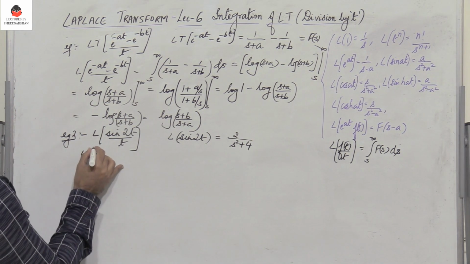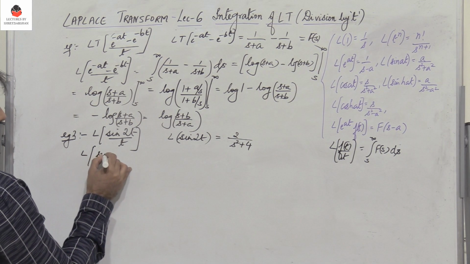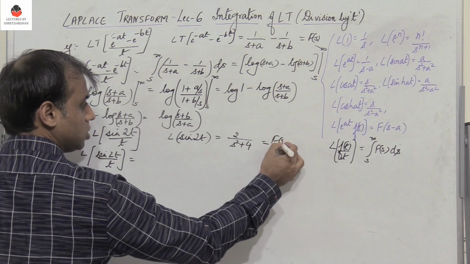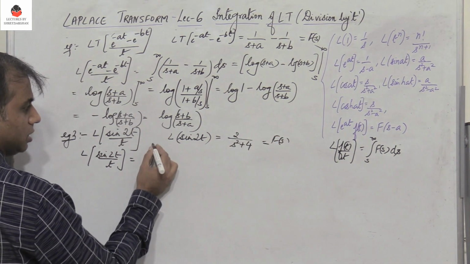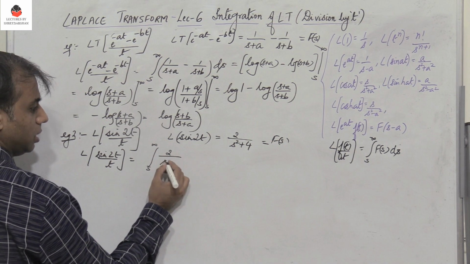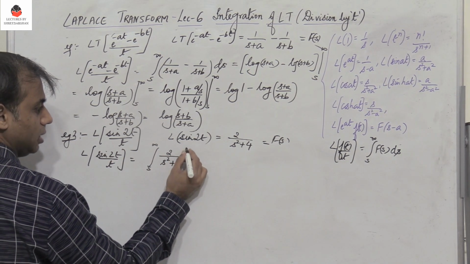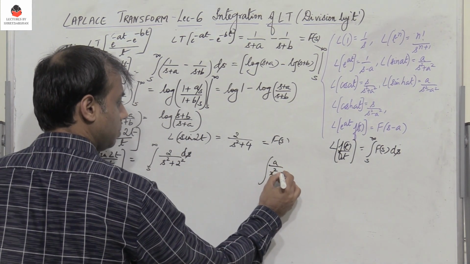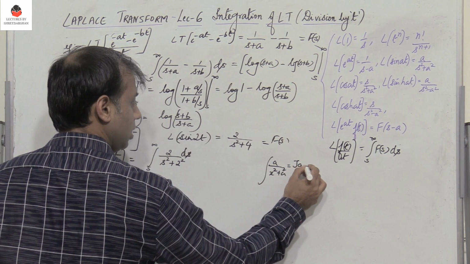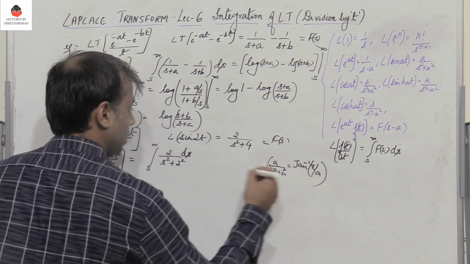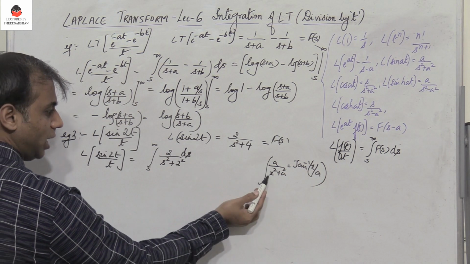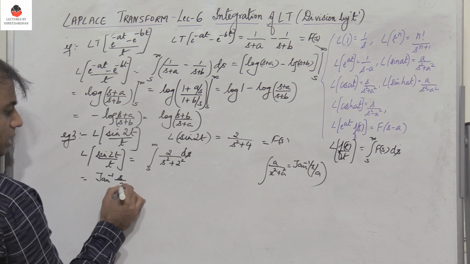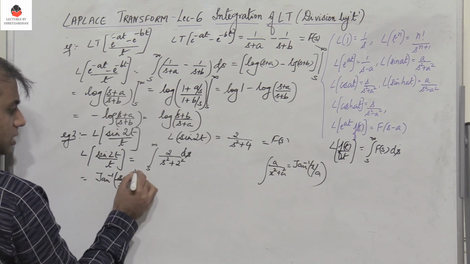Now to find the Laplace transform of sin 2t by t, this is f of s, so this has to be integrated. So integrate from s to infinity, 2 divided by s square plus 2 square ds. We know that the integral of a divided by x square plus a square is tan inverse x by a. Here a is 2 and instead of x we have s. So this is going to be tan inverse s by 2 with the limits s to infinity.